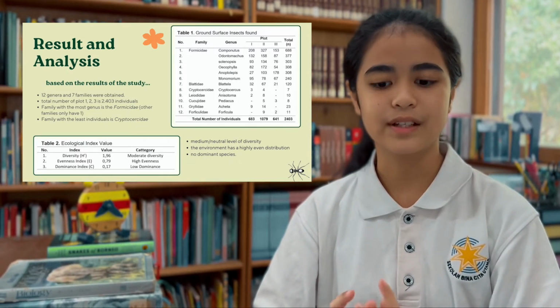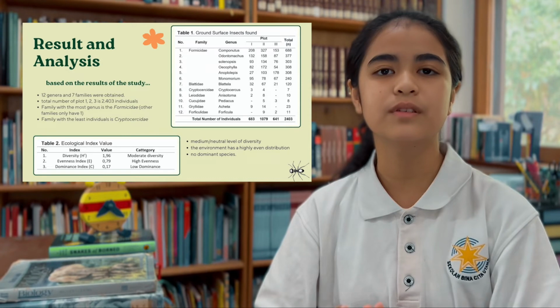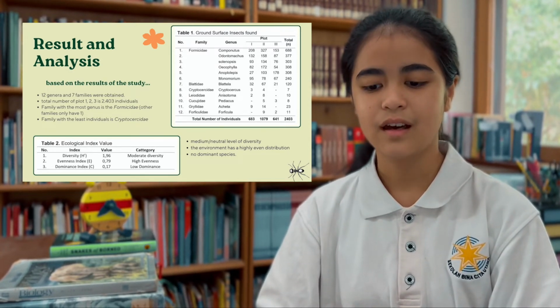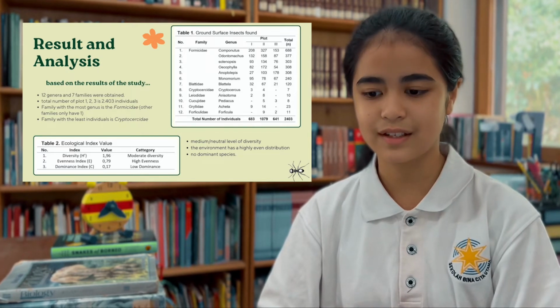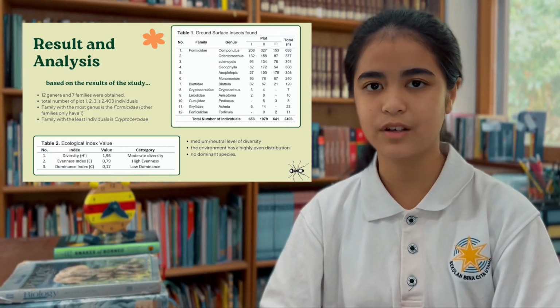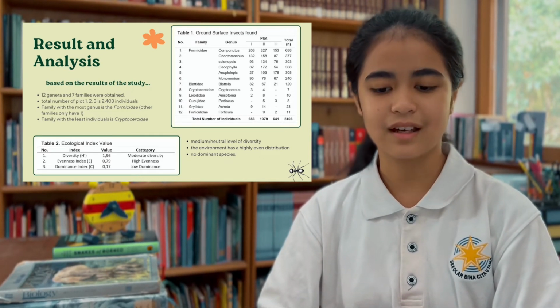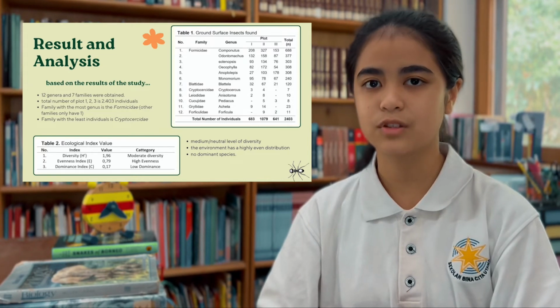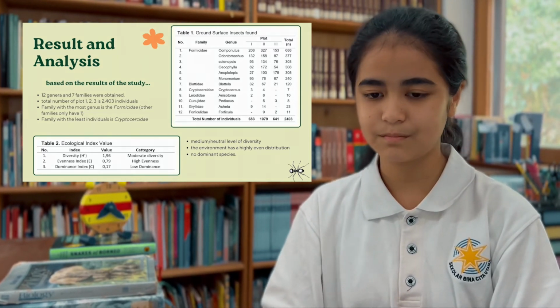And then the evenness index has a value of 0.79. It is in the high evenness category. This means that the environment has a highly even distribution of species. Dominance index C has a value of 0.17. This means that no species is dominant.